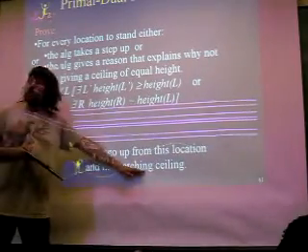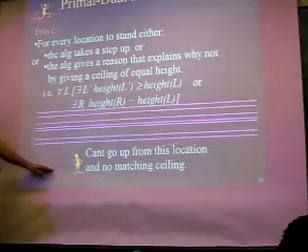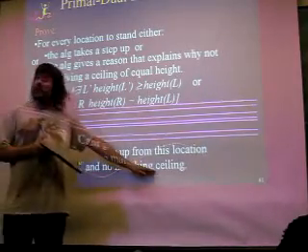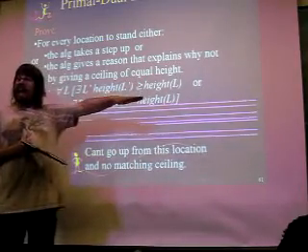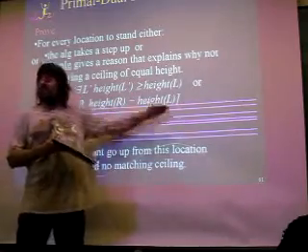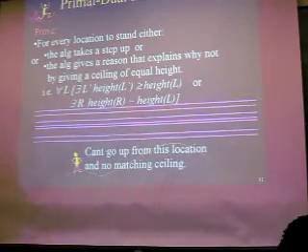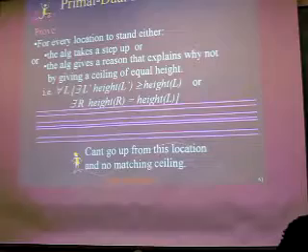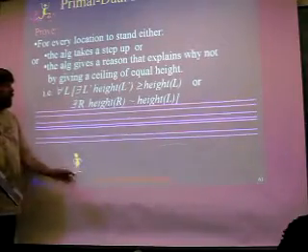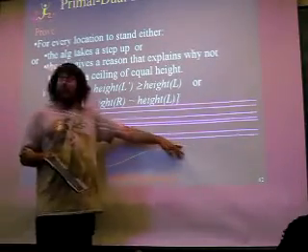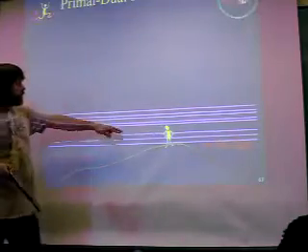Neither can there be a matching ceiling, because that ceiling would have to, ceilings are flat. Ceilings don't curve around. Everybody get that? So that proves you can't have local maximums. You only have a global maximum, and also there's no gap.